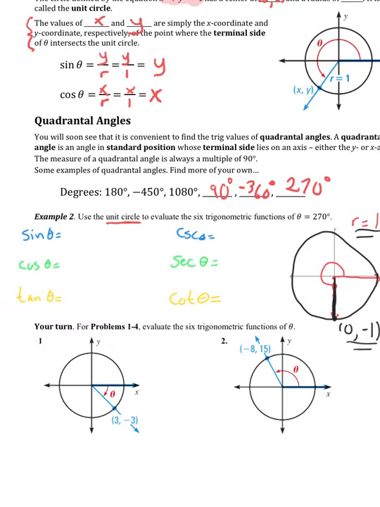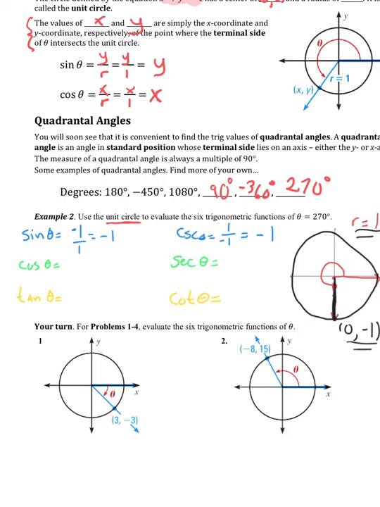So sine is -1 over +1, because the radius is 1, or just -1. Cosecant would be +1 over -1, which is also -1. So I can still evaluate my 6 trig functions. I would just be saying for this one, that's what these values would be.